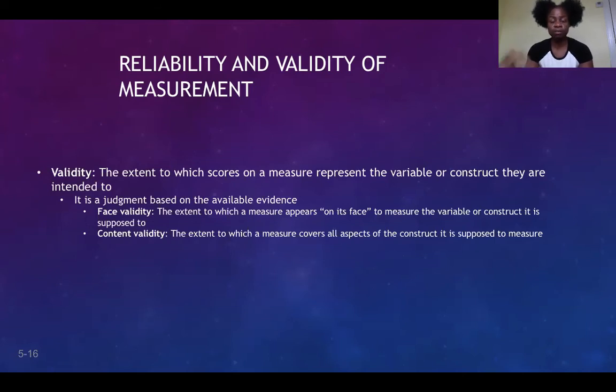Content validity. Remember, we're going over the four types of validity. Content validity is the extent to which a measure covers the construct of interest, okay? It is not assessed quantitatively, but involves carefully checking the measurement method against the conceptual definition of the construct.